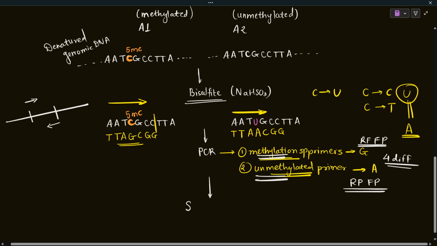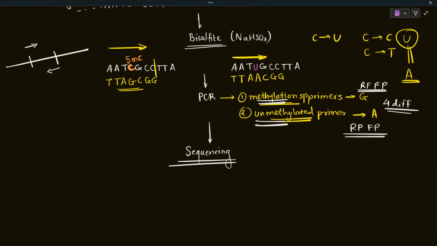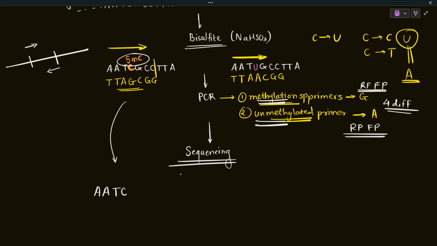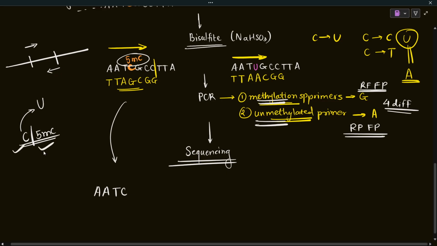Now after carrying out PCR, you will do the normal sequencing steps, the normal Sanger sequencing steps. Okay, and now you will see that this in the sequencing will be read as AAT, and this 5-methyl cytosine will be read as cytosine. Obviously, in the normal sequencing procedure, we cannot differentiate cytosine and 5-methyl cytosine, and that is why we are turning the cytosine to uracil, so that we can differentiate between the normal cytosine and 5-methyl cytosine, right?